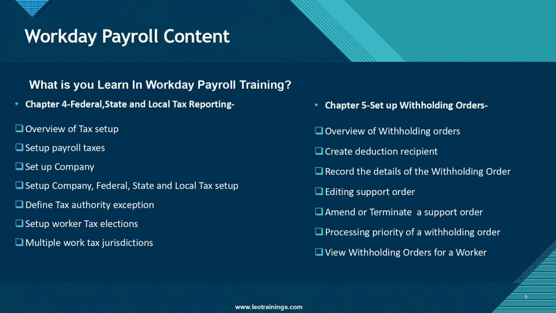Then after that, withholding orders, or you can also call them garnishments. In the US, UK and Canada, this is a very familiar term. Examples are creditor garnishment, spouse support, child support, and federal and state garnishments.